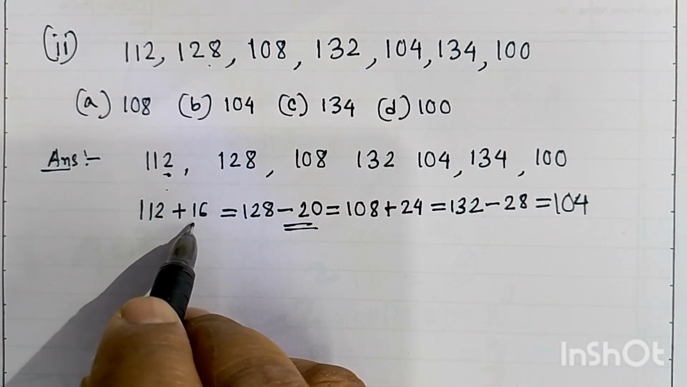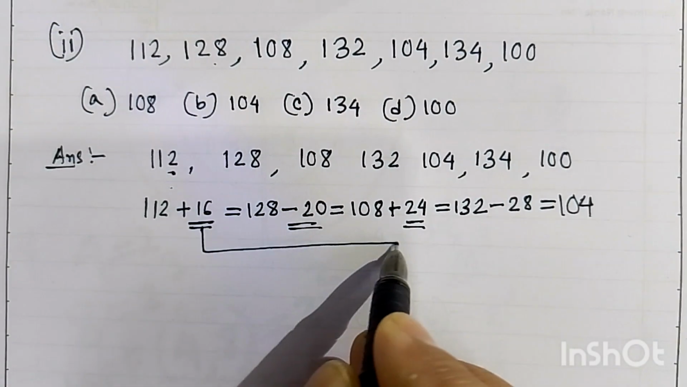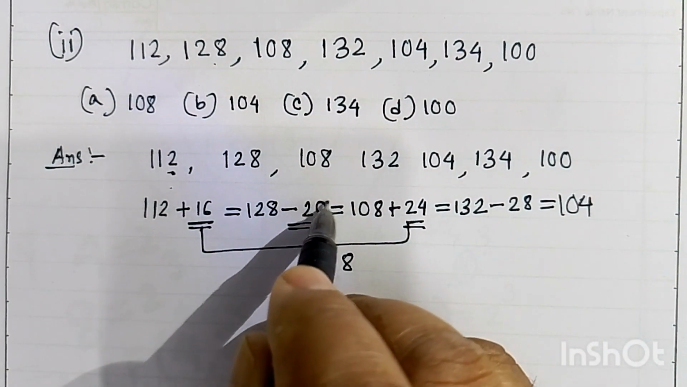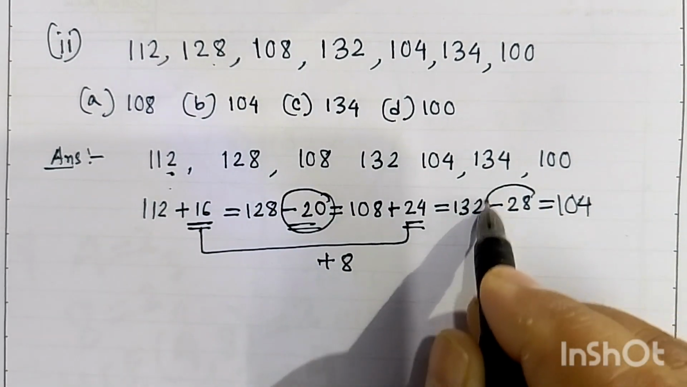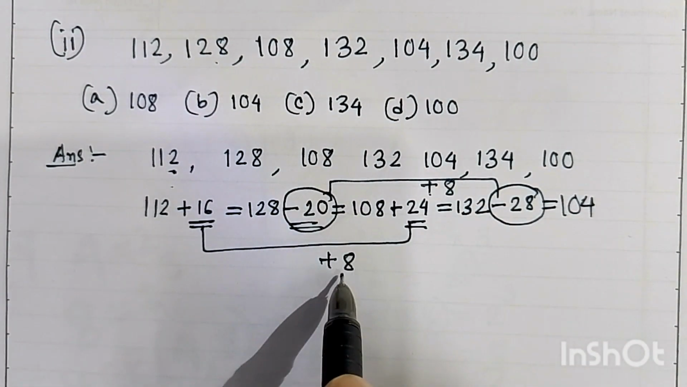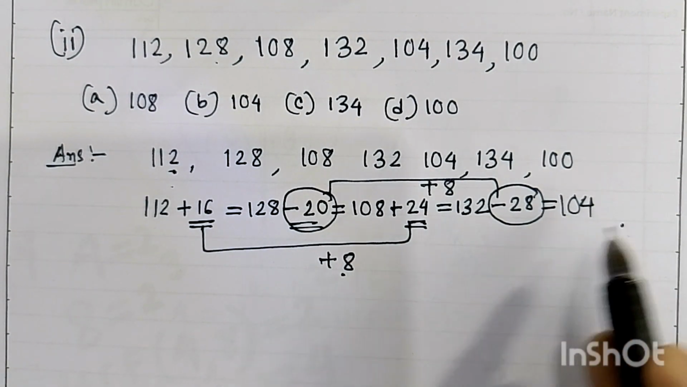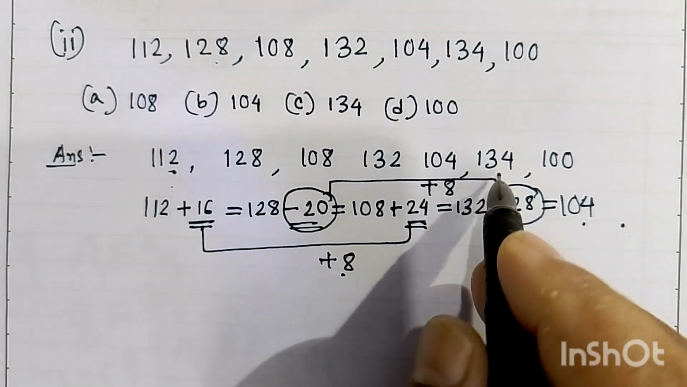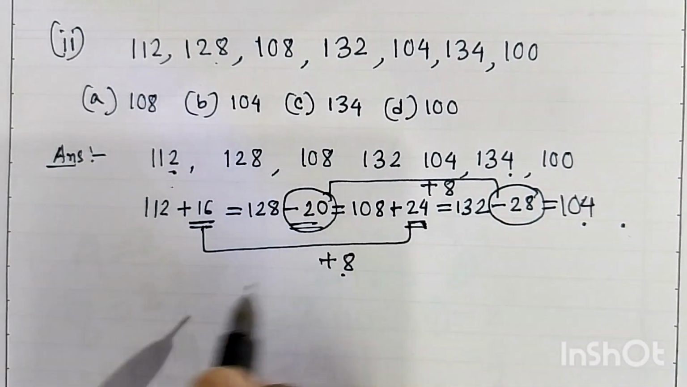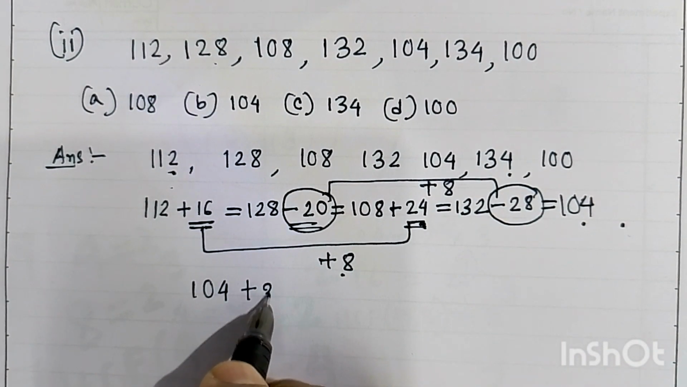Now let's see. When we add, 16, 24. Yes, it is in this pattern, 16 and 24. The difference is 8. Again 20 and 28 we subtract. The difference is again plus 8. So when we add, it is in increasing order 24. The next number will be 32. Yes. So to get the next number from 104 we have to add. What is the number? If it is in the same manner, 104 plus 24 plus 8, that will be 32.